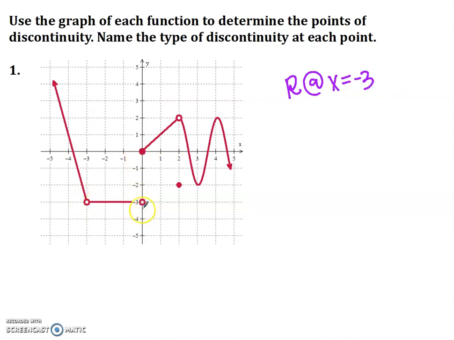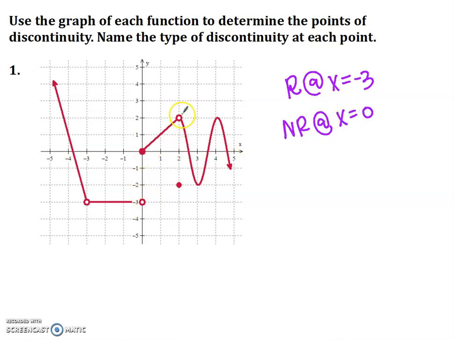Then if I look here, here's my next type of discontinuity. Well, this is a jump because the parts of the graph are disconnected. So when it's disconnected, that's what we call a jump, and that's going to be non-removable discontinuity, because we can't just fill in the discontinuity with a point. There would still be a gap there, making it discontinuous. So this x value is 0.